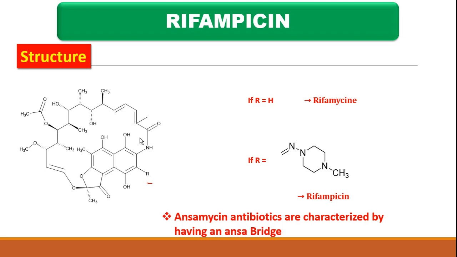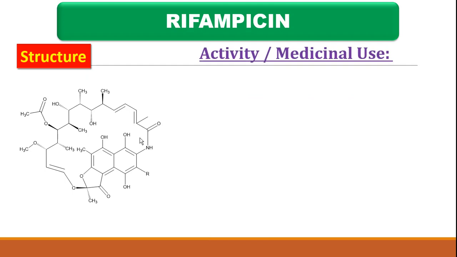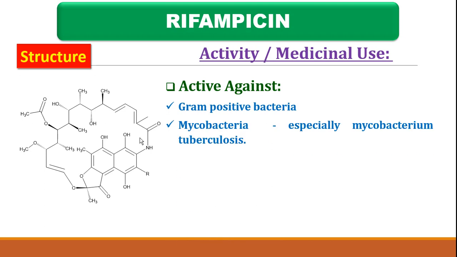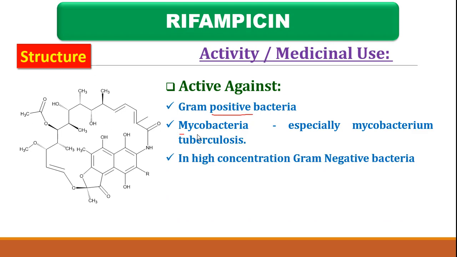That means why we are using this medicine, the medicinal use of rifampicin. This rifampicin is active against gram positive bacteria, mycobacteria, especially Mycobacterium tuberculosis, which causes TB. And if you take it in high doses, that means high concentration, it can be active against gram negative bacteria. So it is active against gram positive bacteria, mycobacteria, and also in high concentration active against gram negative bacteria. So only one drug in transcribing agents.